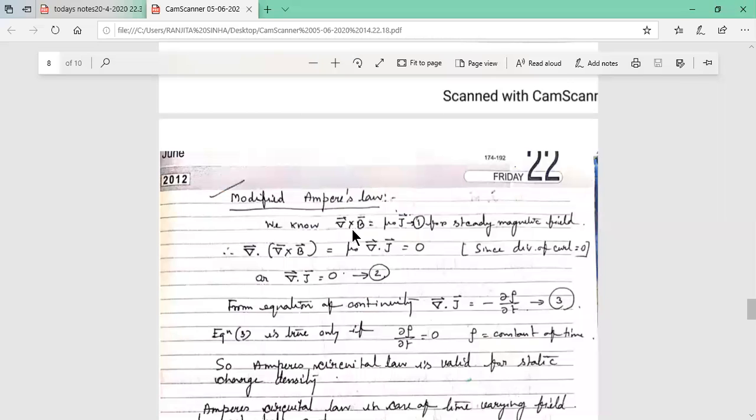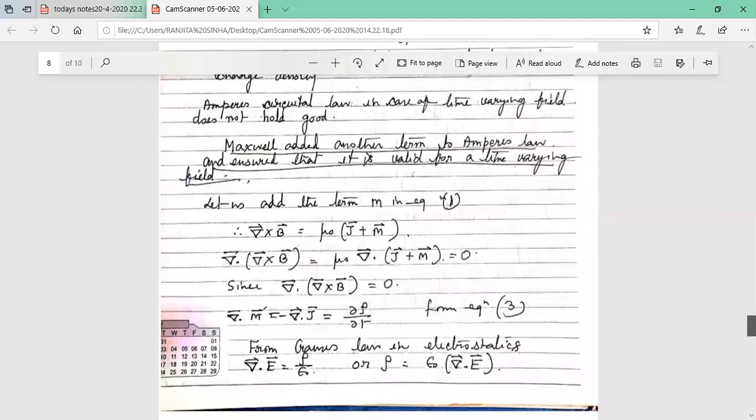Now on the screen, the modified Ampere's circuital law. Do you all know Ampere's circuital law? Curl of B equal to mu 0 J. Do you know it all? Probably you don't know. Yes, ma'am, we don't know. You don't know Ampere's circuital law. Okay, then I'm not discussing it today. So this is the modified Ampere's circuital law. We are proving this, and it is related to the Maxwell equations. Actually, Maxwell added another term to Ampere's circuital law and ensured that it is valid for a time varying field.